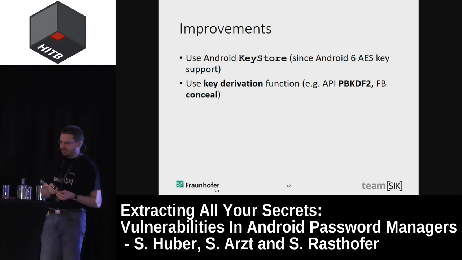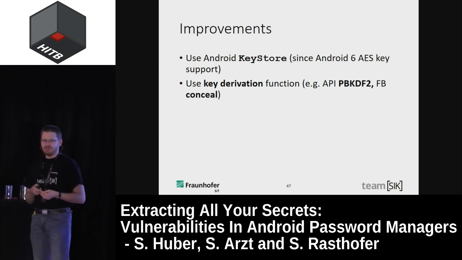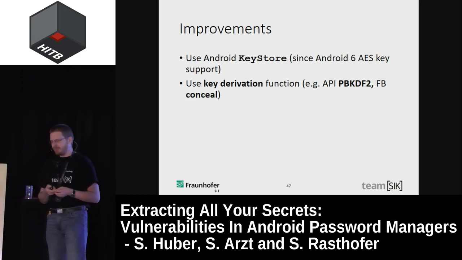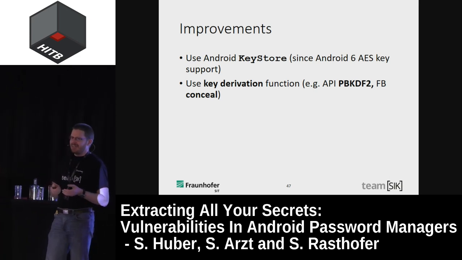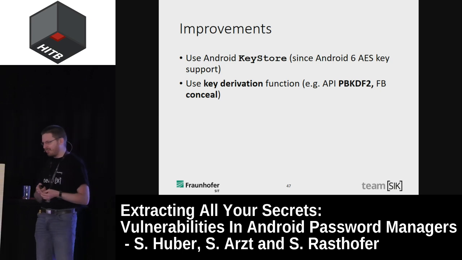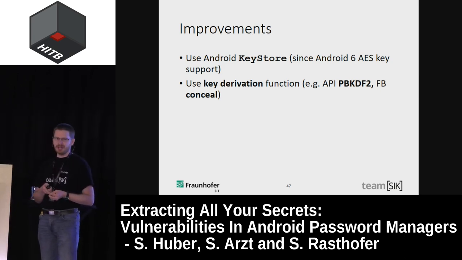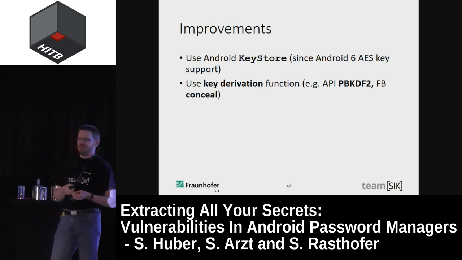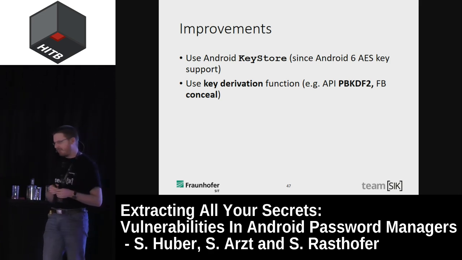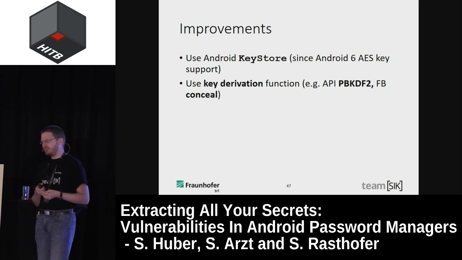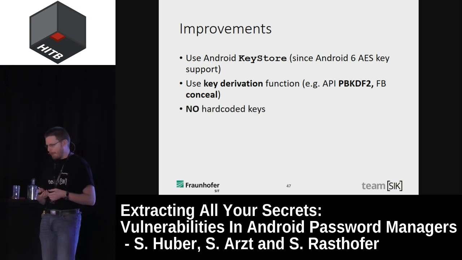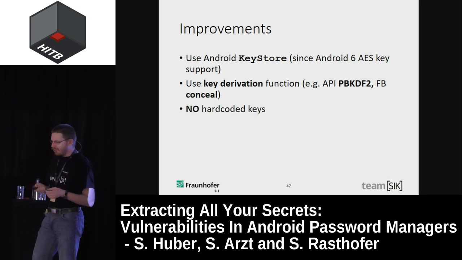When you do crypto, don't put any string in the application. Do some key stretching or key derivation. The Android API provides the PBKDF2 function. It's not the fastest, but for instance, Facebook also offers a good crypto library. It's called Conceal. They also offer PBKDF2. It's around, I think, 1,000 times faster and also uses a more secure hash algorithm than the Android API. But do key stretching. Avoid hard-coded keys.